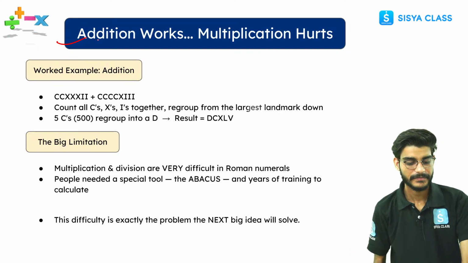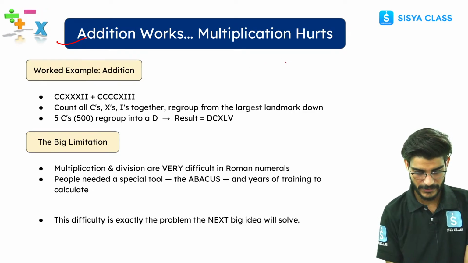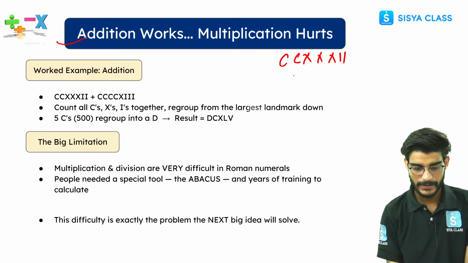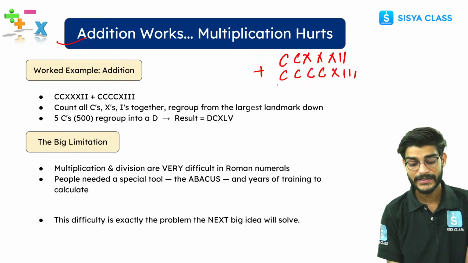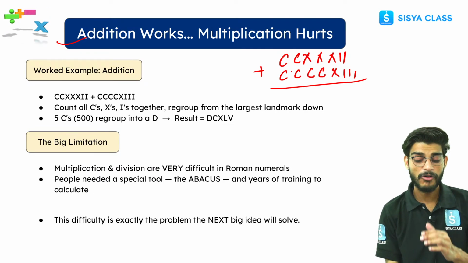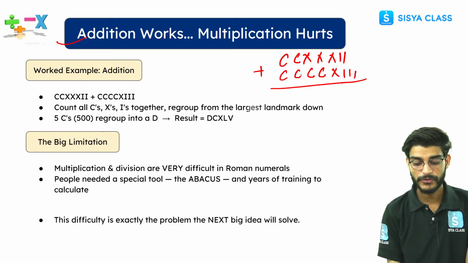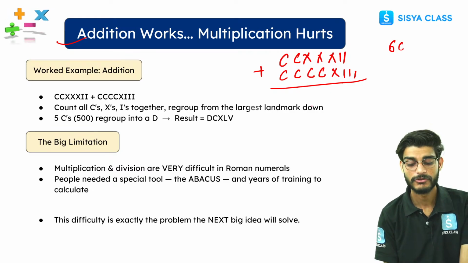Like for example, we have this example here: CCXXXII, and then CCCXV. How will you add these two numbers? First of all, count how many C we have. 1, 2, 3, 4, 5, 6. Means we have 6 C. So shall I write it here?